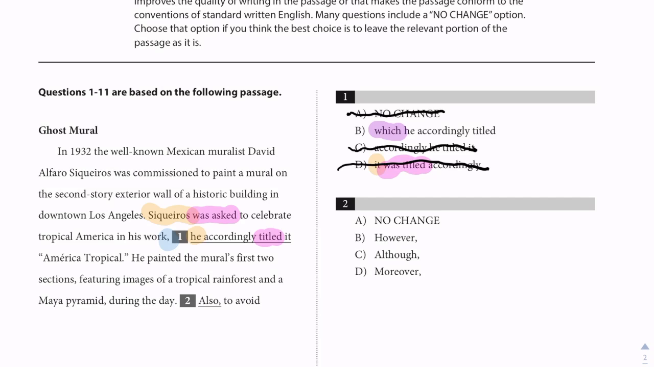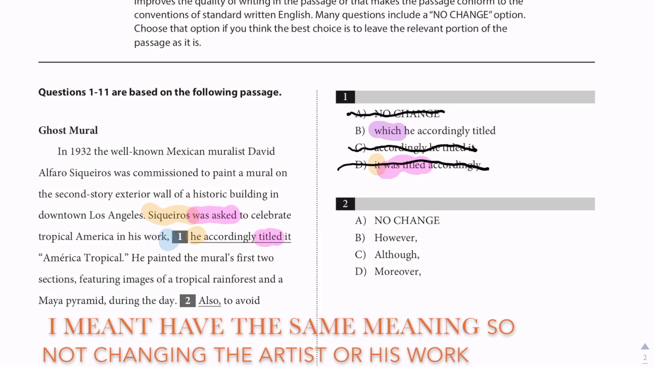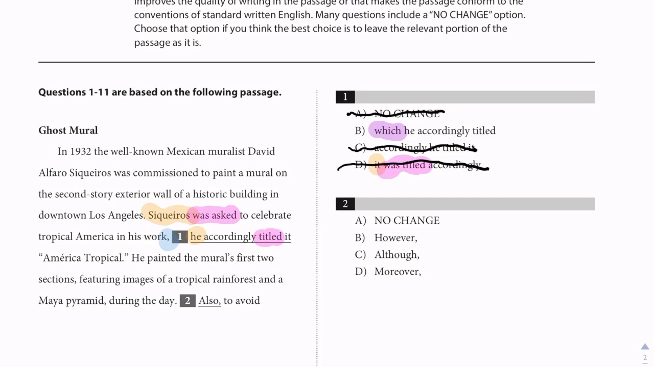Now, commas are used for many things, one of which is to offset a non-restrictive clause. So this non-restrictive clause you can think of as being parenthetical. It isn't essential to the meaning of the sentence, and you could take it away and still have the same sentence. We're looking for a non-restrictive clause in the answer.